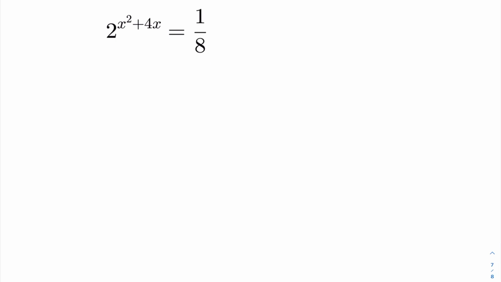In the next example here, we want to solve an exponential equation. And like we were talking about before, when you're solving exponential equations, what you want to do is get the same base on both the left and right hand side. So you'll notice here I can take 1 over 8 and write that as 2 to the power of negative 3. And now what we have here is 2 to the power of x squared plus 4x is equal to 2 to the power of negative 3.